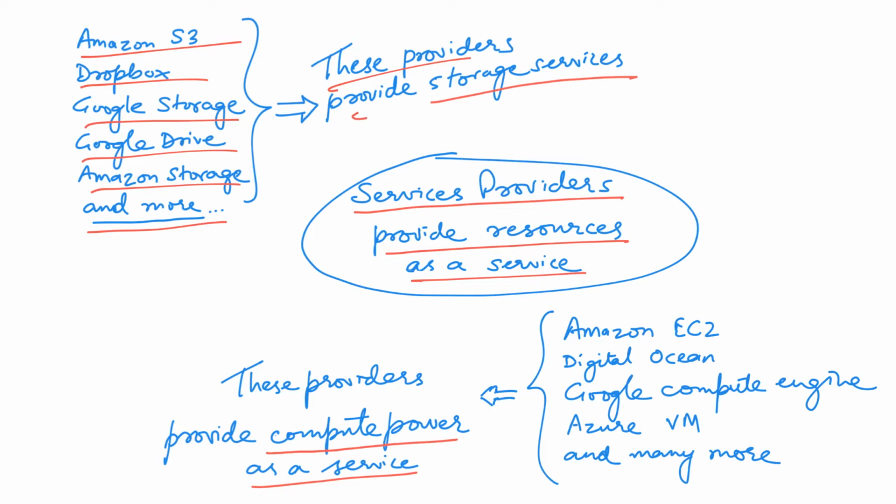Similarly, there are compute power providers. These guys provide computational horsepower as a service. Examples are Amazon Elastic Compute Cloud, DigitalOcean, Google Compute Engine. Microsoft has this service called Azure, which provides virtual machines. And like these, there are many, many more. These companies provide computational horsepower as a service.